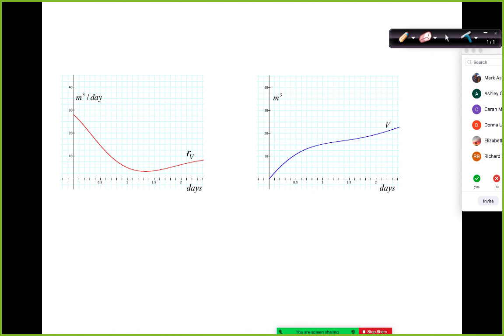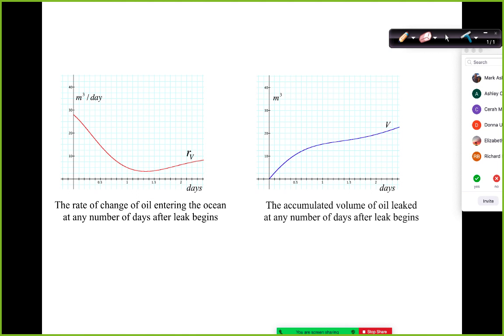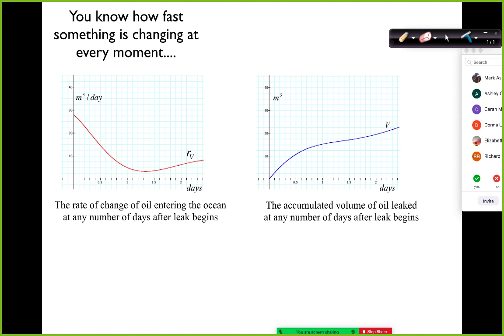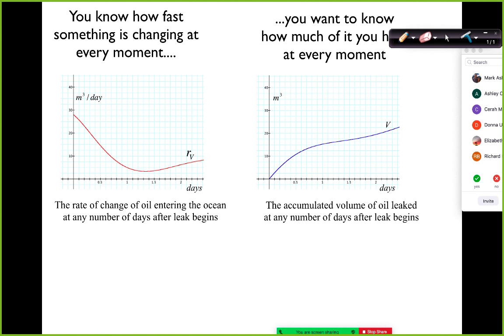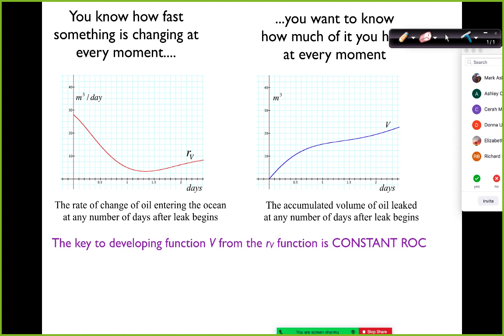So this is the rate of change of oil entering the ocean at any number of days after the leak begins. This is the accumulated volume of oil leaked at any number of days after the leak begins. You know how fast something is changing at every moment, and you want to know how much of it you have at every moment. So we know the key to developing this V function from R sub V is constant rate of change. Given the rate, we use constant rate of change, and then we use V final equals V initial plus dV.